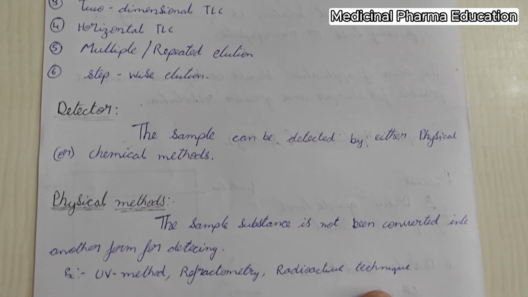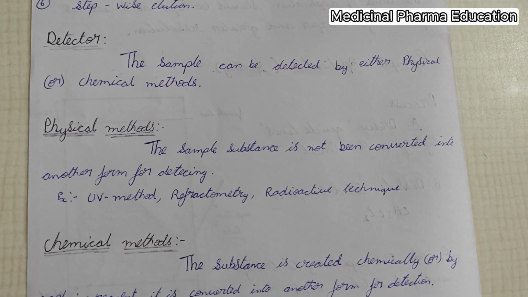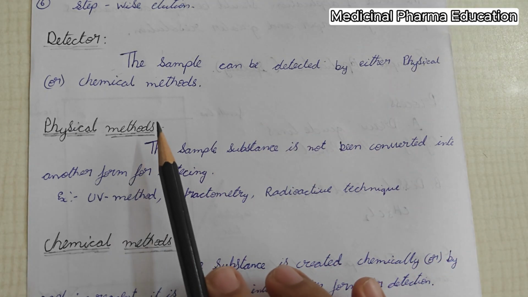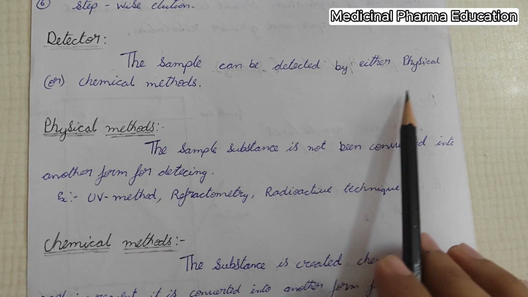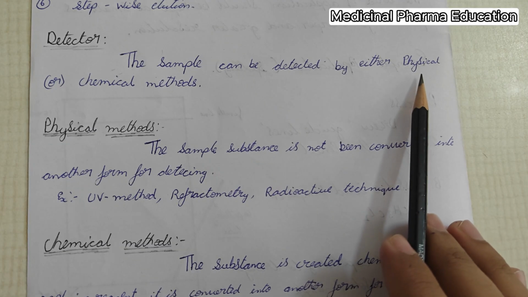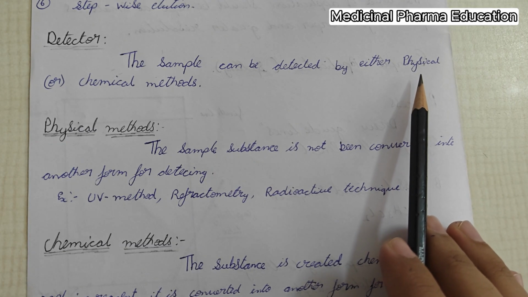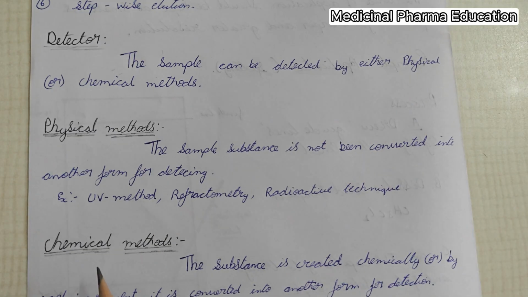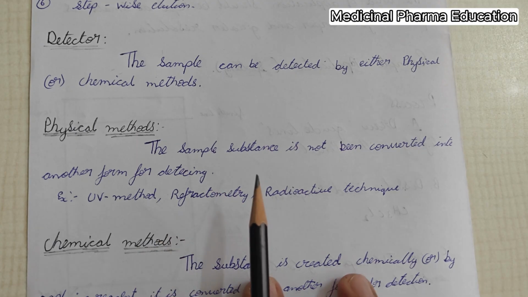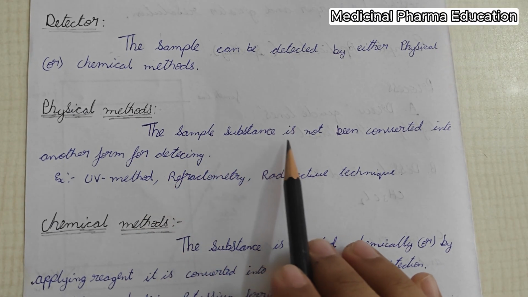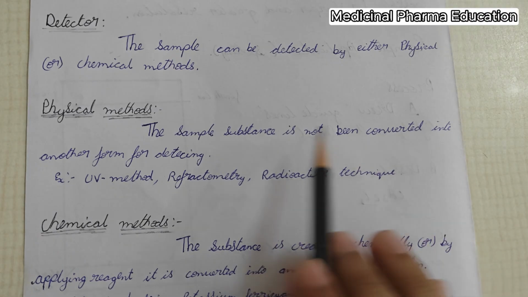Next, detection. It is similar to paper detection. The sample can be detected by using physical and chemical methods. The main drawbacks, I'll tell you. In the physical method, the chemical structure is retained and the sample is not chemically converted or destroyed. In the chemical method, the sample is destroyed.